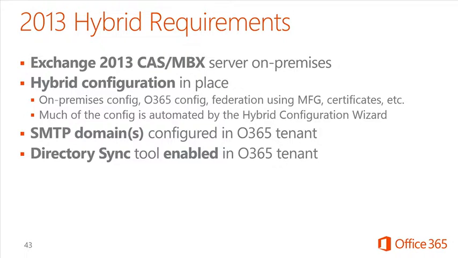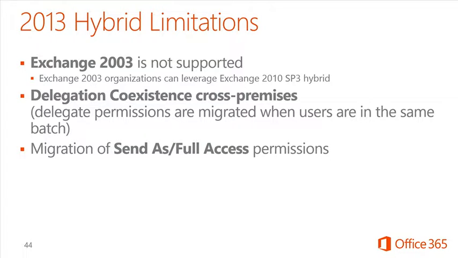We do require the SMTP domain to be activated in your Office 365 tenant, and as well the DirSync tool to be enabled, as we're leveraging the DirSync tool to do that directory replication and maintain that directory replication from your on-prem AD environment to your tenant itself. The limitations for hybrid are primarily around Exchange 2003. You cannot introduce an Exchange 2013 environment on-prem to an existing Exchange 2003 org or an org that has Exchange 2003 servers in it.